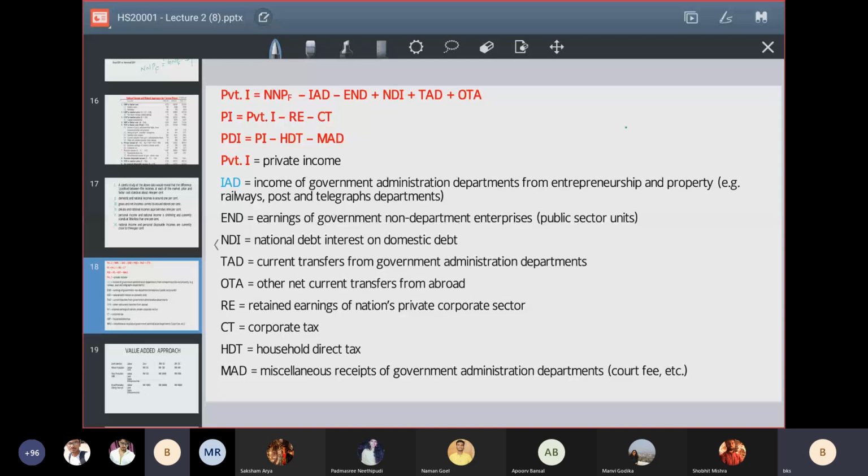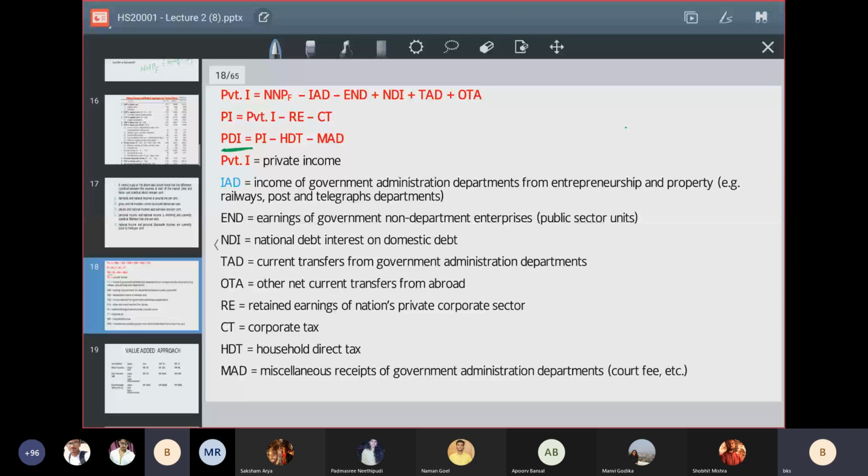Then we can calculate private disposable income, that is PDI. So private disposable income is private income minus household direct taxes minus the miscellaneous receipts of government administrations and departments. So what do we mean by private disposable income? Loosely speaking, it is the money in your hand which you can spend.